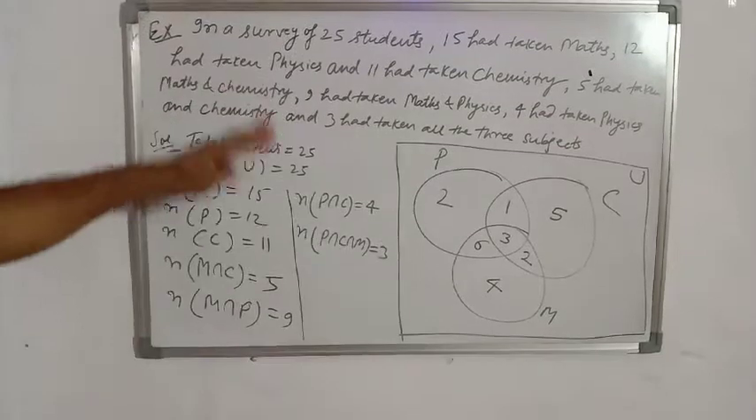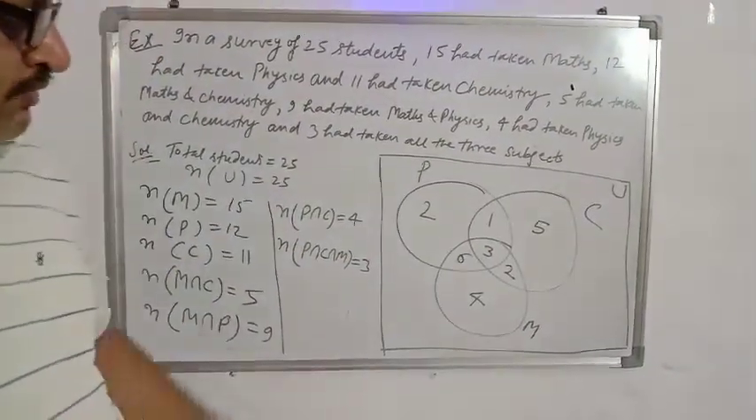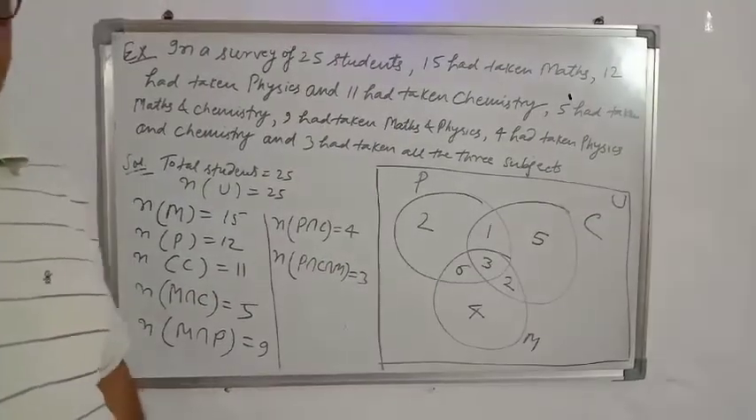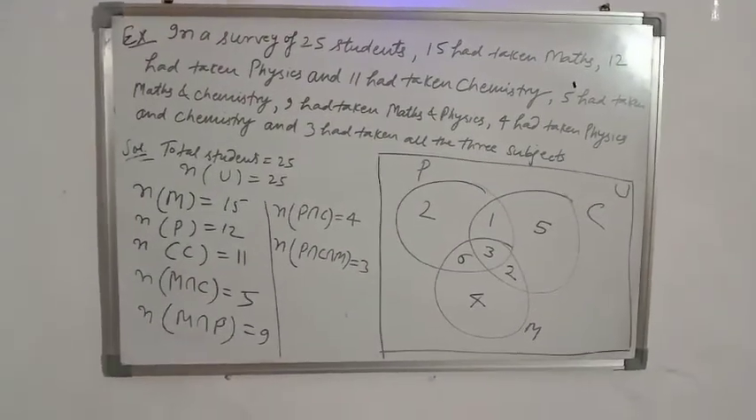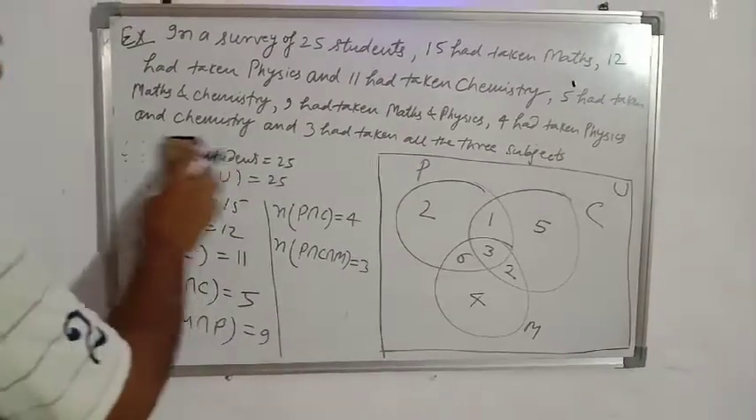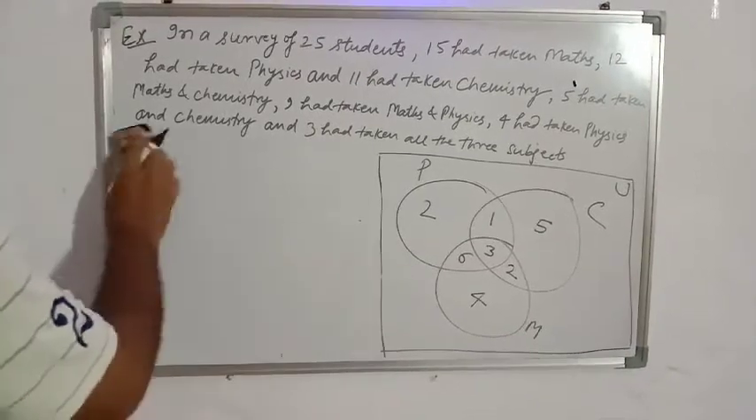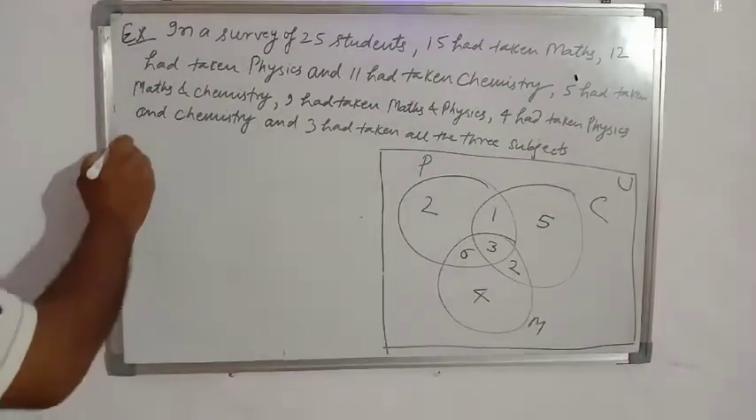So according to the given information, we have made the Venn diagram. Now with the help of the Venn diagram, we will give the answers. So I think the Venn diagram is clear to you. So let us solve the problems. First part is what?